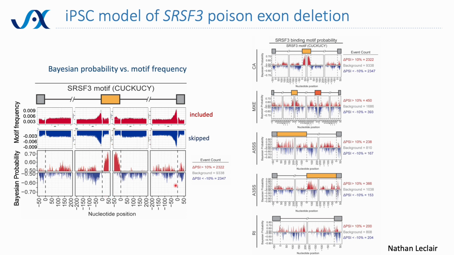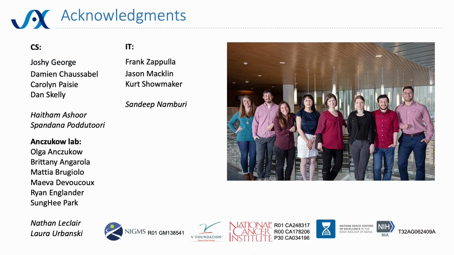Here you can see skipped and included events in the iPS cells with deleted SRSF3 poison exon, and different types of splicing events that get affected by that deletion. And now we're in the process of creating a Docker container for this pipeline.